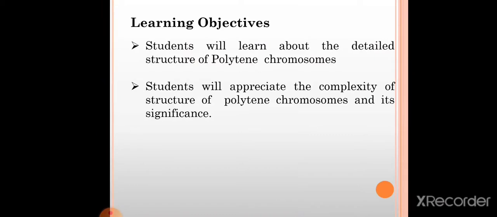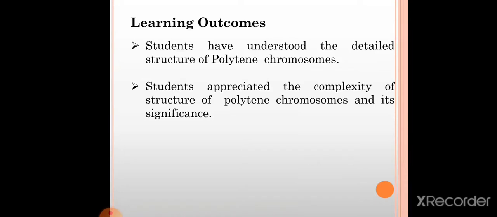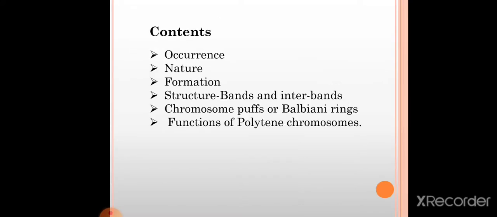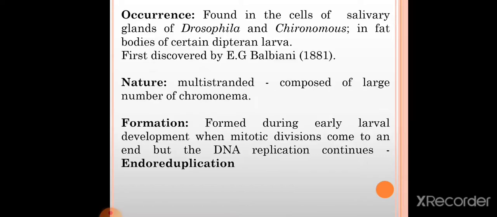Now the main objective of this session is to make you understand the structure of Polytene chromosomes, and by the end of the session I am sure you will all appreciate the complexity of this structure of Polytene chromosomes and its significance. Now we will discuss this topic under these headings. We will learn about the occurrence of these Polytene chromosomes, their nature, how they are formed, and their structure, which includes the bands and the interbands, and the chromosomal puffs and the Balbiani rings, and finally the functions of these Polytene chromosomes.